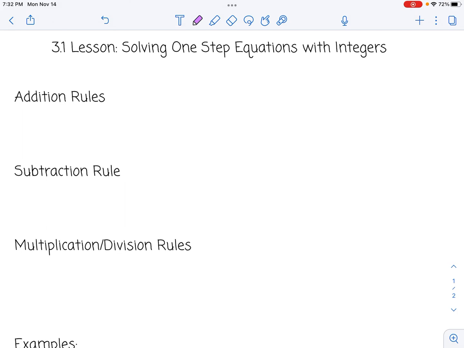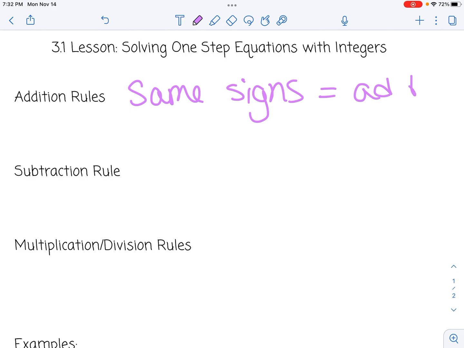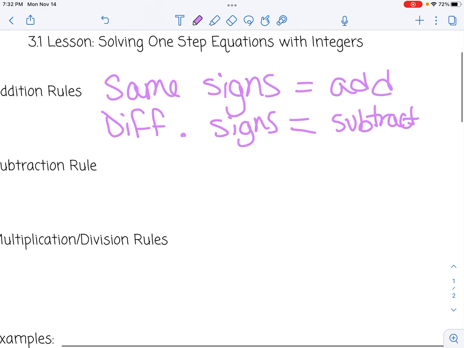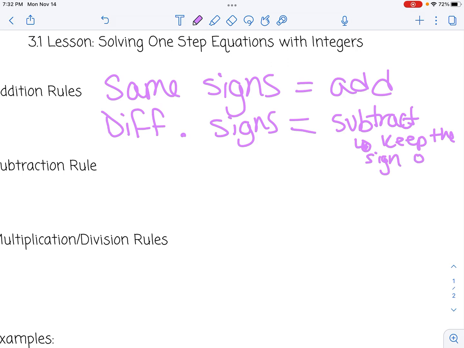So addition rules. When we have same signs on both numbers, we add. When we have different signs on the numbers, we subtract. And with this, there's a little key. At the end, we keep the sign of the bigger number.